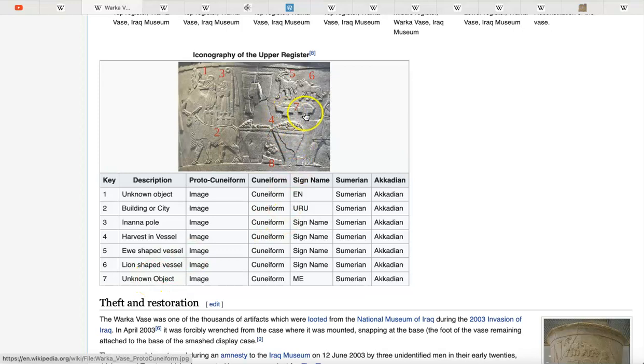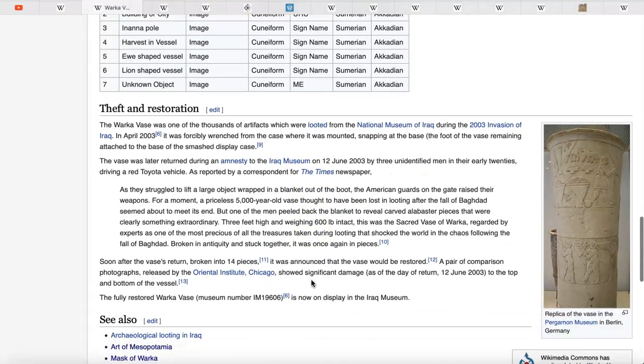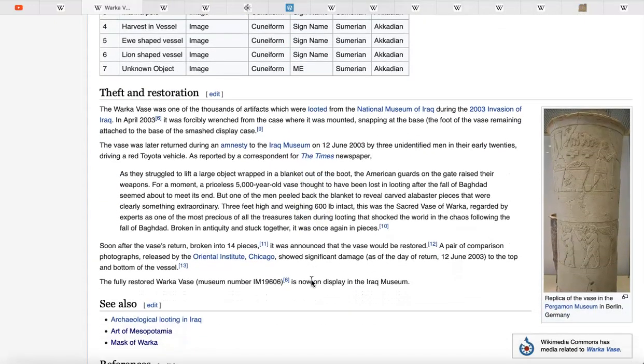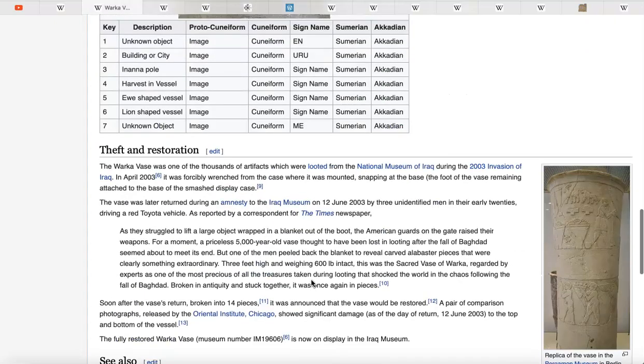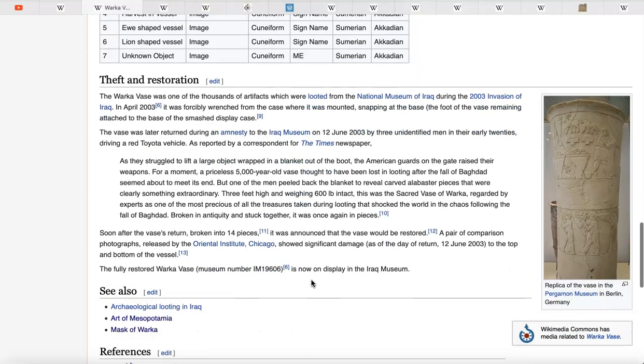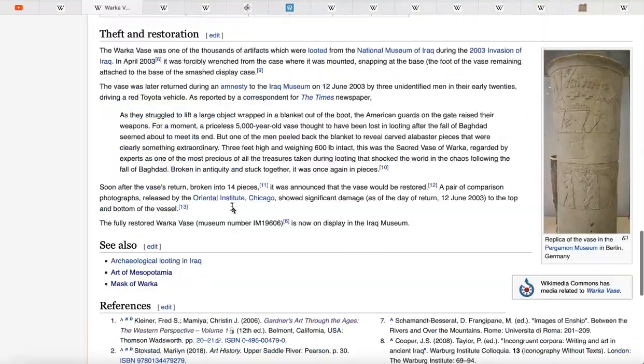It looks like bowls to me. Maybe bowls of, I don't know, grain? I don't know. And it gives you the history behind this thing. Okay, what happened? I guess it was stolen and then restored and all of this. All right.